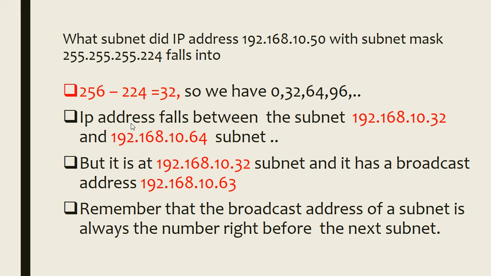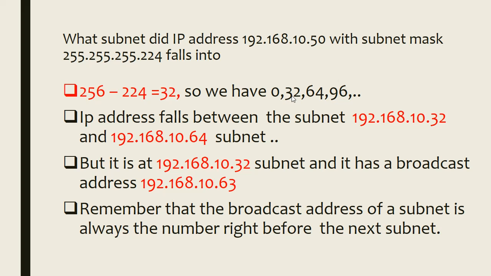Now looking here, I'm going to start with 256 minus 224. I'm having 32, right? So that means for my subnets, I'm having 0, 32, 64, 96. Okay, now if I'm having 50 here, the IP address falls between subnet 32 and subnet 64. So that means my 192.168.10.50 is going to fall in between this, but I'm very sure that it's going to be in the 32 subnet.